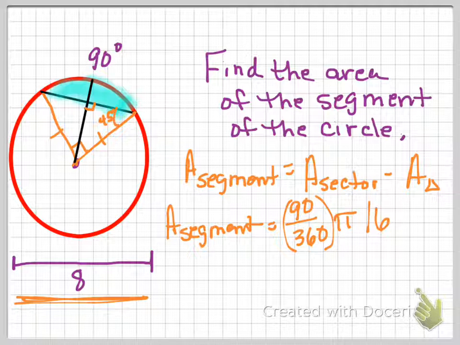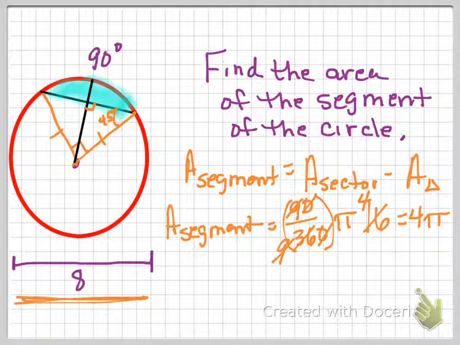I'm going to do some canceling out again of things. Cancel my zeros. I take a 4 out of everything. That leaves me a 4 and a 9. Those 9s cancel. So that leaves me with 4 pi. So 4 pi is the area of my sector.